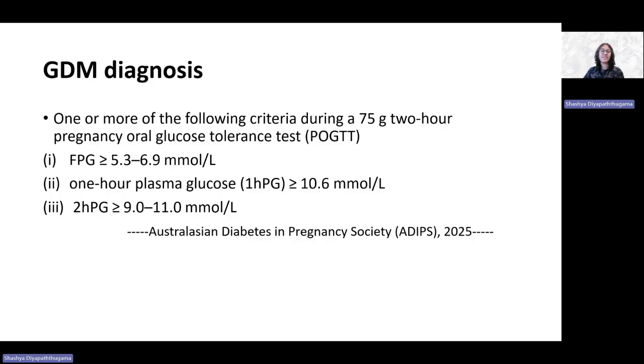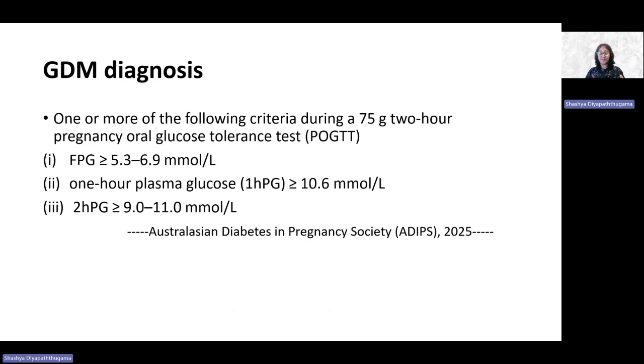So the first one is the fasting plasma glucose level. That is, once they keep fasting before drinking the glucose solution, the blood glucose is tested. And the second one is after having this glucose solution, after 1 hour. And then again, after 2 hours, that is tested. And let us look at these values. So if the fasting value is greater than 5.3, then that is diagnosed as gestational diabetes. So there's another value which is 6.9. I'll explain that in the next slide.